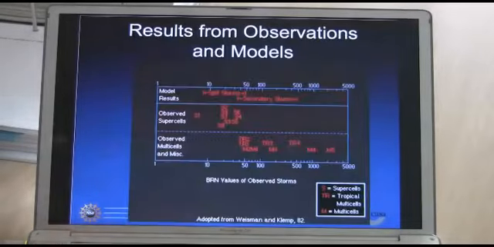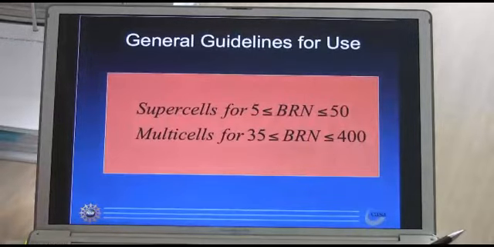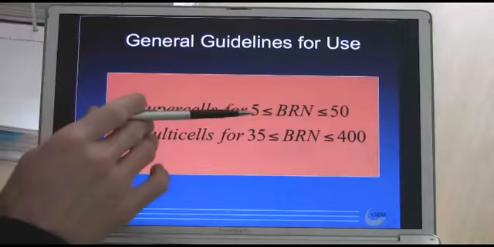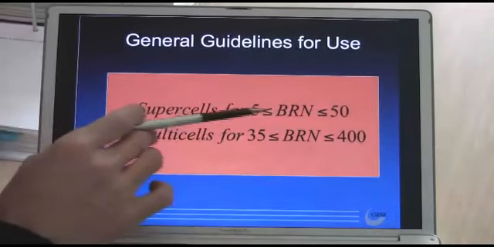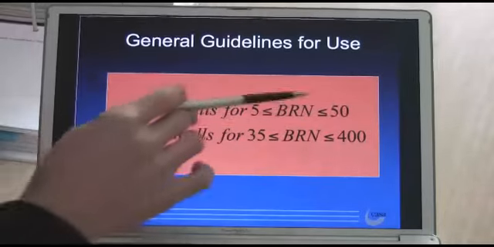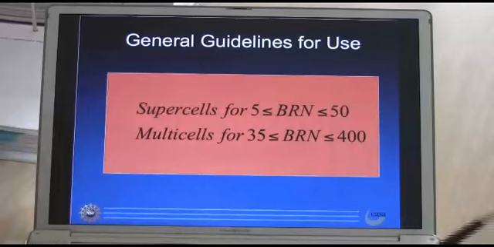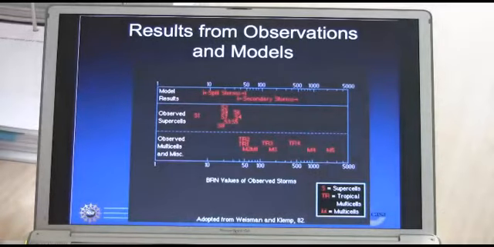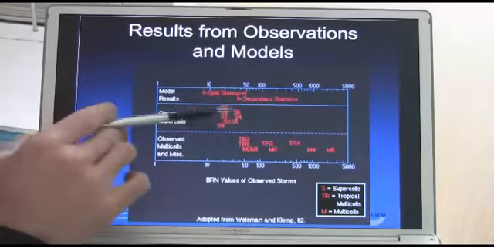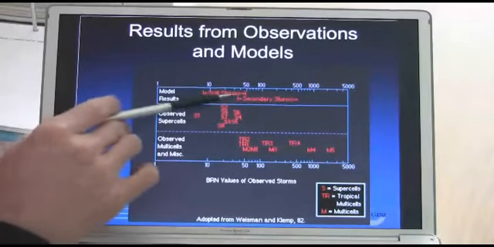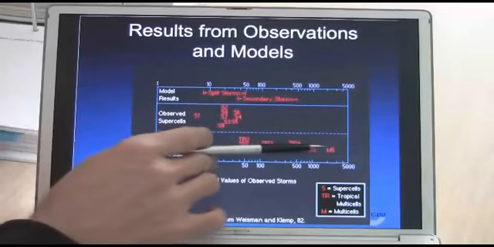And as I showed you before, we tend to get supercells for BRN between 5 and say 50, and then kind of an ambiguous region between 35 and 50, where you could have supercells or multicells, and multicells between 35 and 400. In this picture, it probably doesn't show up too well on the screen, but these are actually observed storms, supercells in here with splitting, secondary storms. These are kind of tropical multicells, and multicells over here.